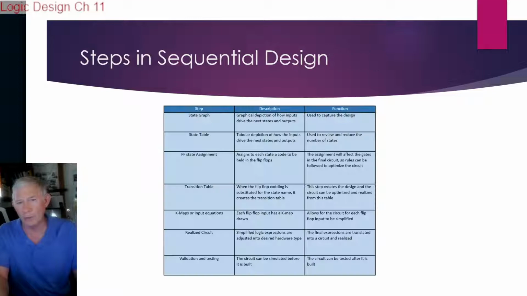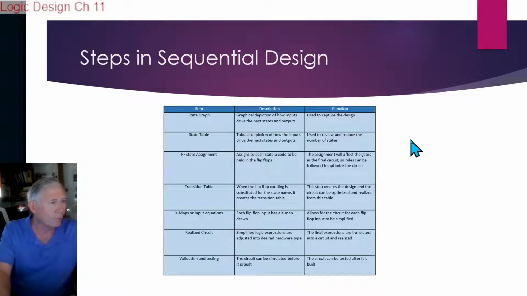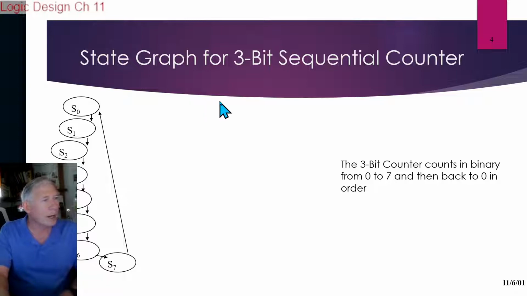They're the same learning objectives. And then here's this same chart. Now notice here, we have state graphs, so we're going to talk about a state graph first. So let's look at that. So here's a state graph of a sequential count. We're going to start in state S0, where our count is 000. We're going to go to S1, where our count is 001, S2, where it's 010, 011, 100, 101, 110, and finally 111, and then back to S0. So we're going to start in state S0 and count all the way to state S7, 8 states, and then we'll go back to S0.